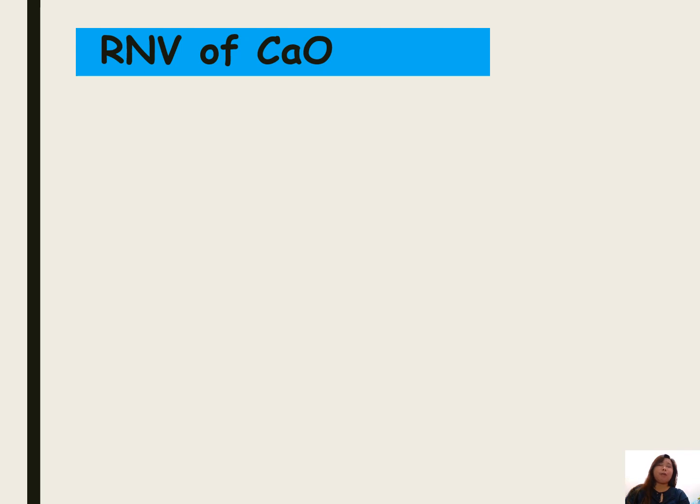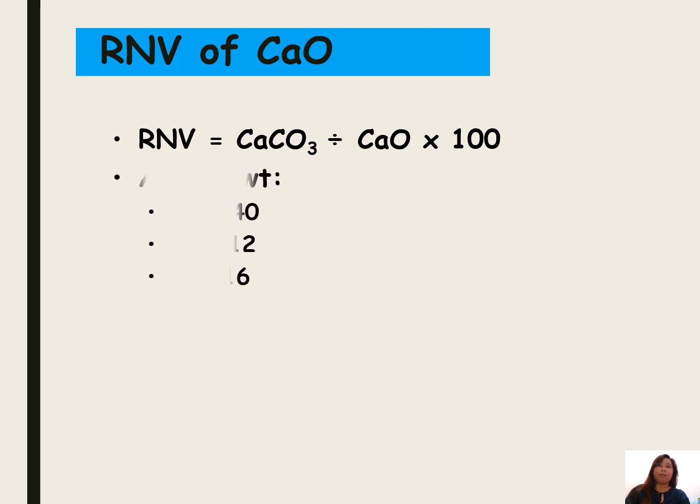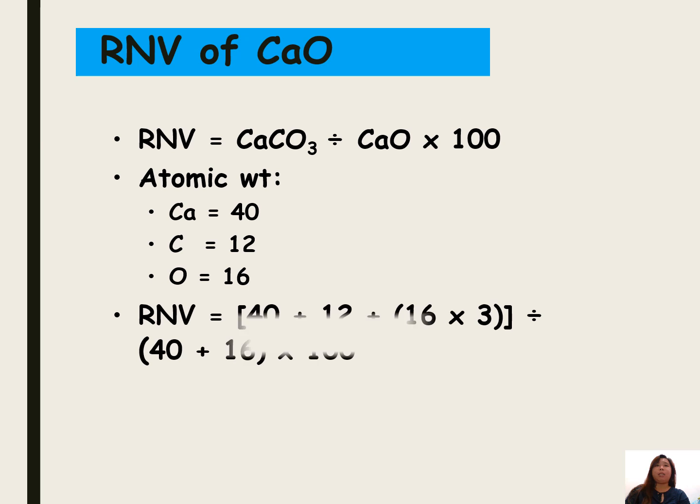So for example, if we are to compute the RNV of calcium oxide, we have this formula. RNV is equal to calcium carbonate divided by calcium oxide times 100. So in this calculation, you will have to know the atomic weight of each of the elements. So we have calcium, carbon, and oxygen. And the atomic weight of calcium is 40, carbon is 12, oxygen is 16. Now just plug in the values of those, that is 40 plus 12 plus 16 times 3.